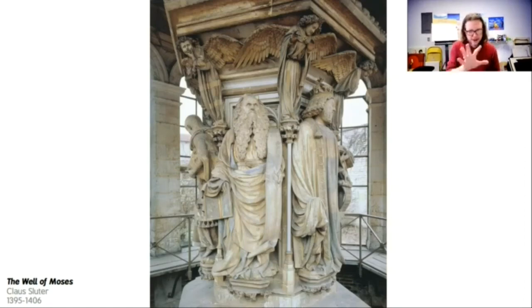It's called the Well of Moses because up above in this area up here, once upon a time, there was a fountain and water would pour out of it. But around it, we have Moses and 5 other Old Testament prophets, David, Daniel, Isaiah, Jeremiah, and Zechariah, all arranged around this. And if you look here, this is Moses.